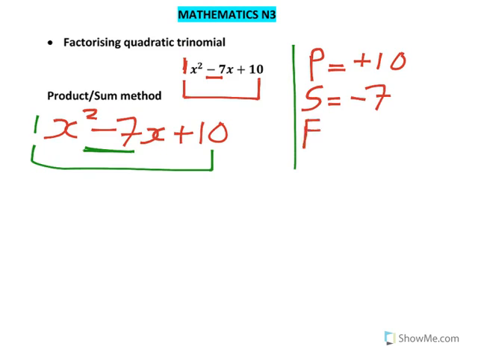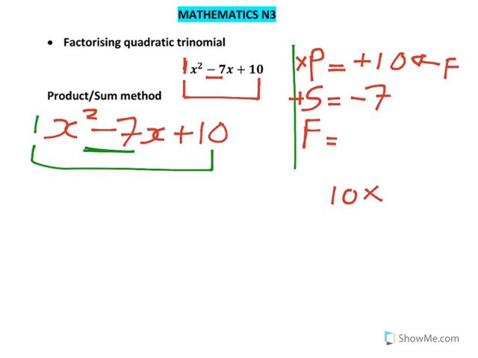What are the factors? To find the factors, in other words, we need two numbers which, when you multiply them, product is multiplying, sum is plus. When you multiply them, you get 10. When you add them, you get minus 7. So you look at the factors. Always look at the factors of 10. What are the factors of 10?